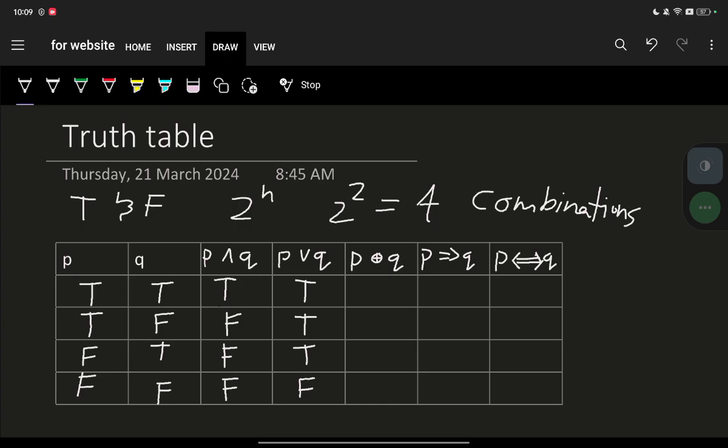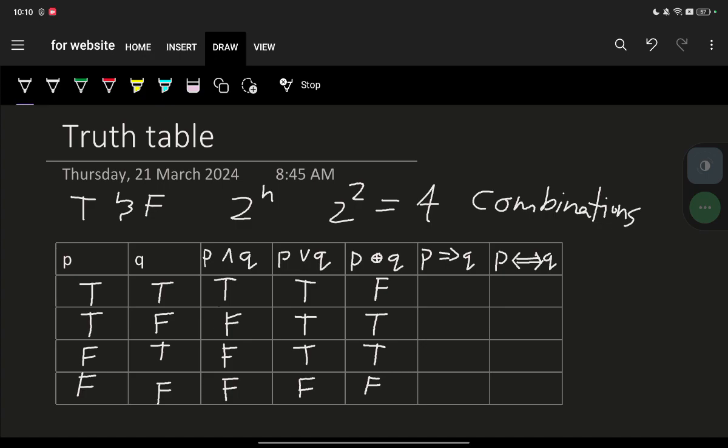Now for exclusive OR, for XOR. The exclusive OR is only true if only one is true. So the first is false because both are true. Has to be only one. The second row is true. The third row is true because for the second and third row, both have only one true statement. The last row is false.